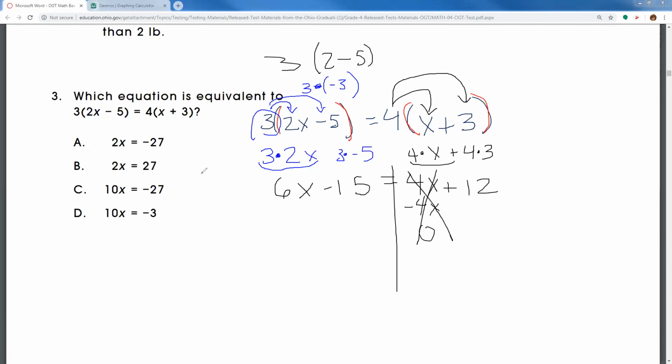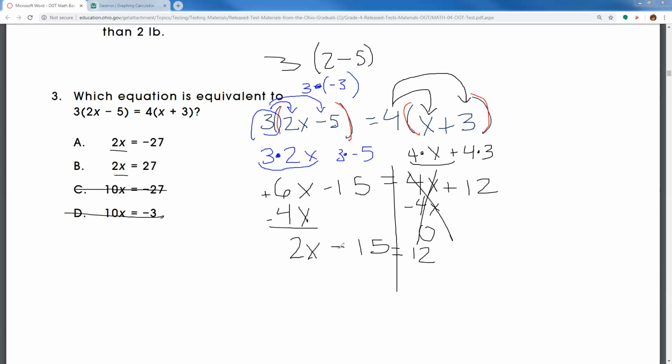But what you do to one side, you have to do to the other. So what do we get when we do the 6x minus the 4x? 2x. Positive this time. With addition and subtraction, the bigger number determines whether it's positive or negative. So now we're looking closer. Now we're either A or B because C had 10x instead of 2x.